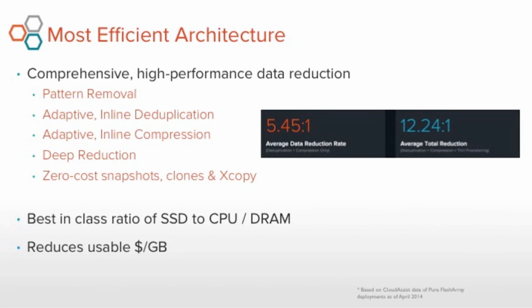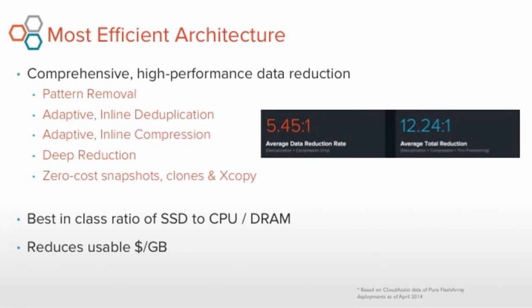As we talked about before, we're typically seeing great efficiency results, about 5.4 to 1 data reduction, which is pretty huge. And if you look at it within provisioning, right around 12 to 1 data reduction. We incorporate a bunch of different data reducing feature sets within the array, and our ratio from SSD to CPU and DRAM is phenomenal.